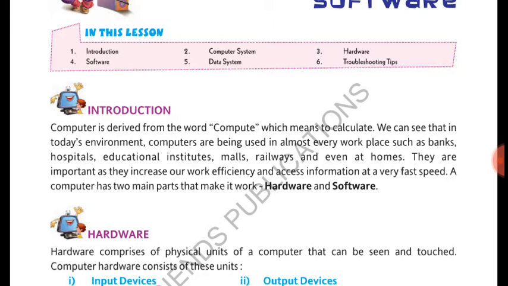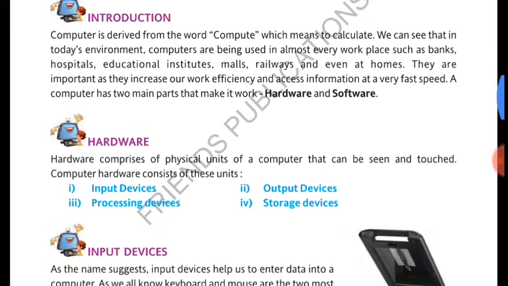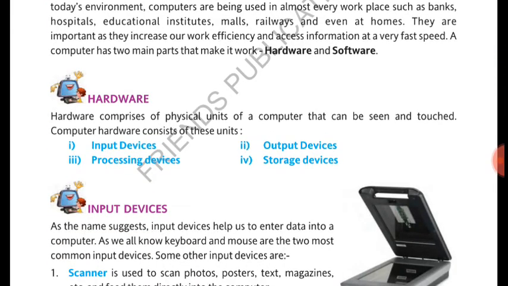Next, as I told, hardware and software, these components make the computer system. Without hardware, of course there is no existence of a computer. Without software, how can we work over the hardware? So let us discuss this. First is hardware. What are the hardwares?